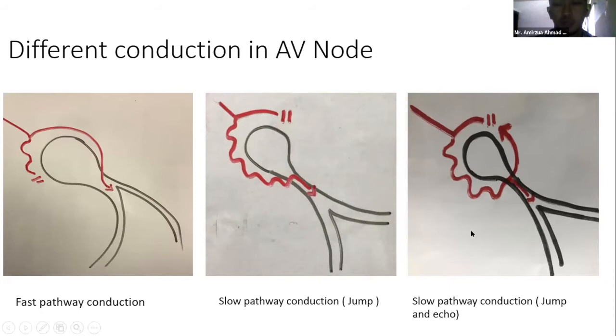pathway. Okay, the third picture is the conduction to the fast pathway is blocked, but the slow pathway takes over to the ventricle and causes another retrograde leave via the fast pathway to the atrium. And then when this fast pathway conduction goes to the atrium, it will continue the re-entrant tachycardia, retrograde from the fast pathway antegrade to the slow pathway. Then this cycle will continue until it self-terminates or terminates with something.